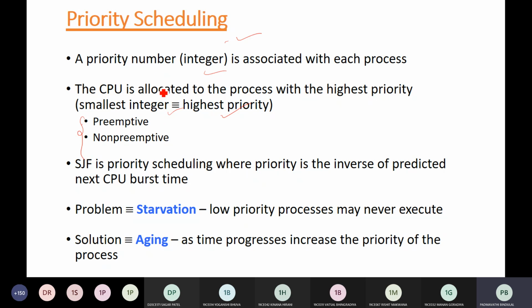So preemptive, we have solved the preemptive example. Non-preemptive is you don't stop in between, you just complete its execution. Now, what problem do you have in preemptive scheduling?